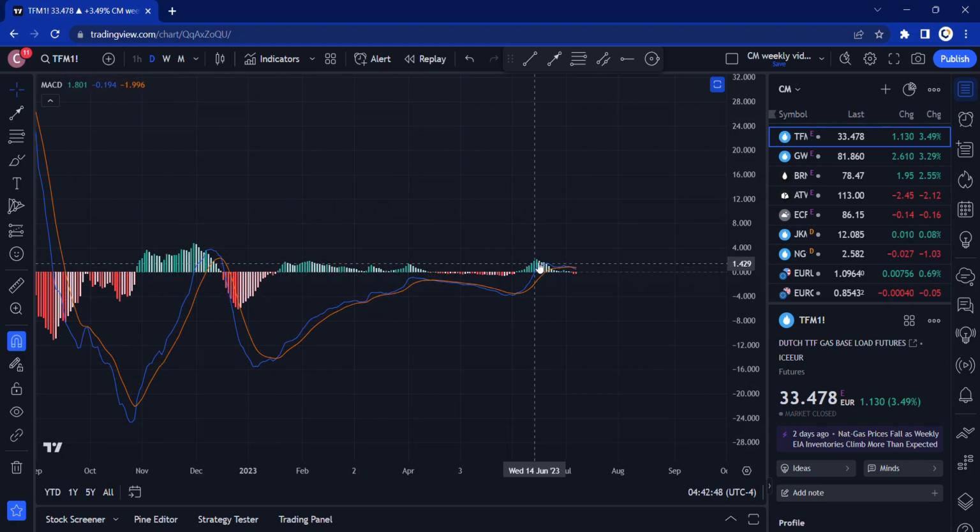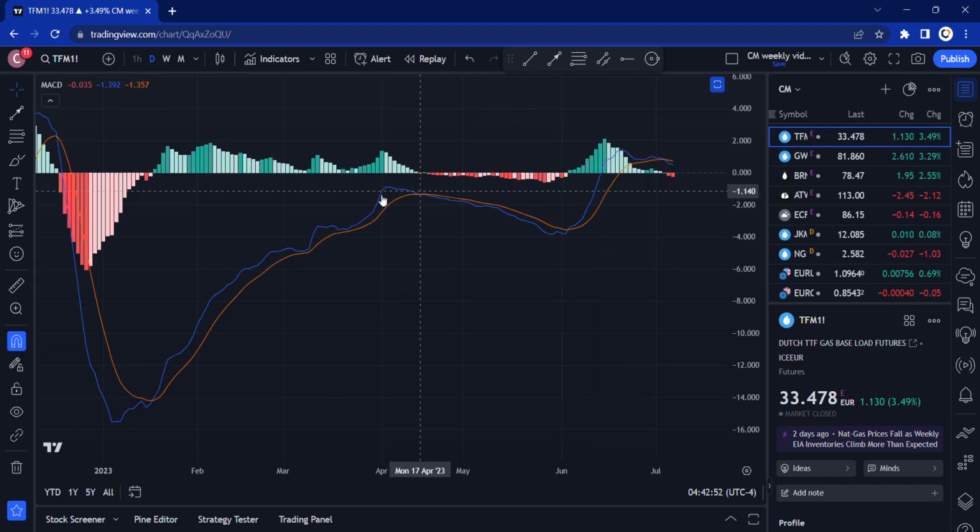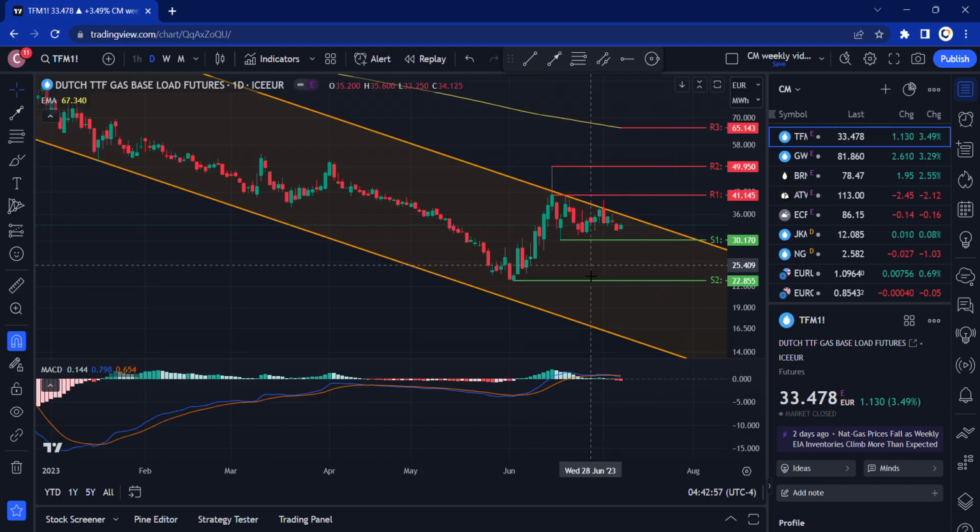We are making a new higher high. I'm just zooming in. We're making higher highs here. So what does that correspond to on the chart? The market is moving lower, but we start having the MACD moving higher.